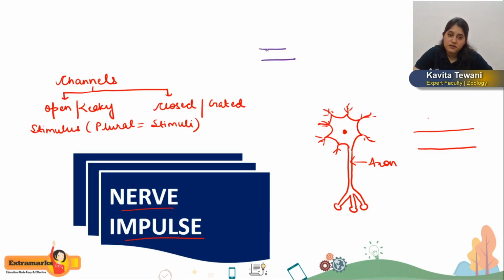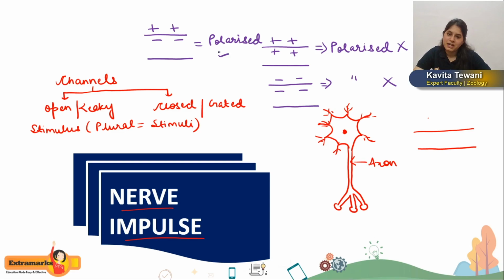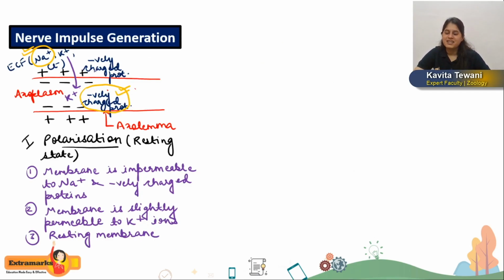I'm writing over here. If this is your membrane, and outside you are having positive charge, and inside also you are having positive charge, will it be called a polarized membrane? No, it would not be considered polarized. And if there are negative charges on both sides, outside also, inside also, then also it would not be considered polarized. So when will we call it polarized? When there are opposite charges outside and inside, either positive or negative, or vice versa. At that time you can say that this membrane is considered polarized. So here you can see outside there is positive charge, inside there is negative charge. So yes, we can call this membrane polarized.